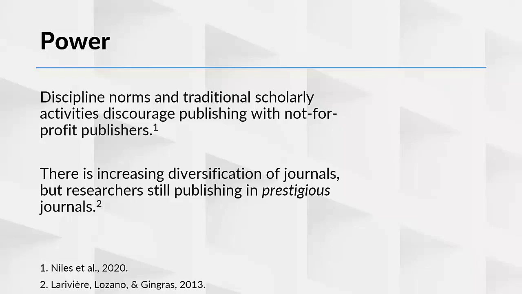And there's increasing diversification of journals. So there's a wide range, right? Especially with more things going online, journals that are entirely hosted online. They don't produce a print version, right? There's a lot of open access software that makes that a lot easier nowadays. But researchers still have a preference to publish in prestigious journals.